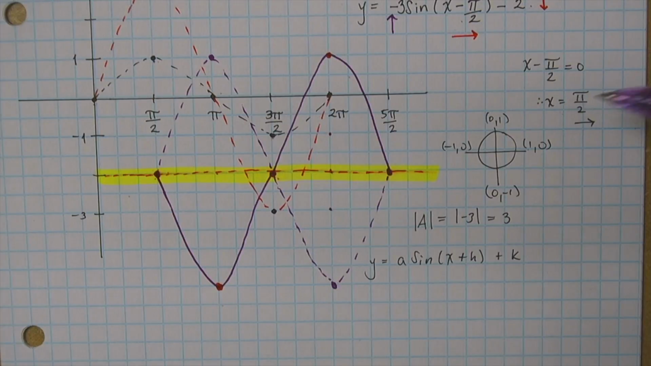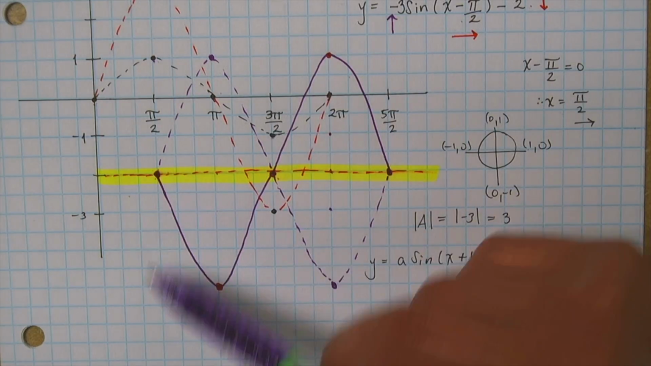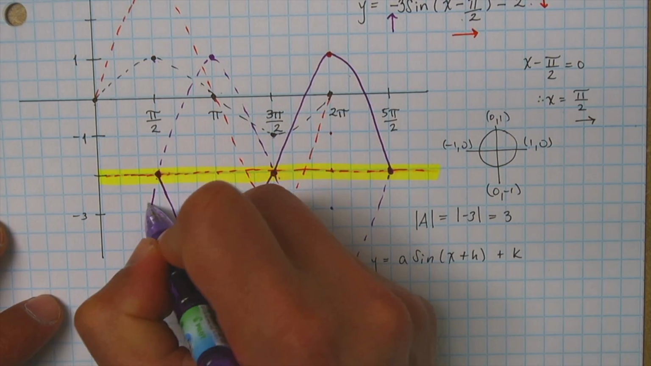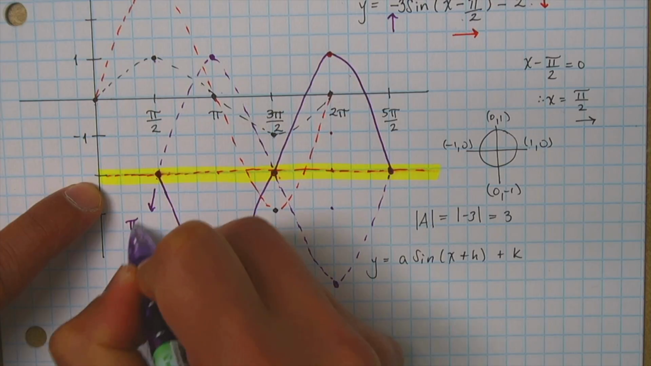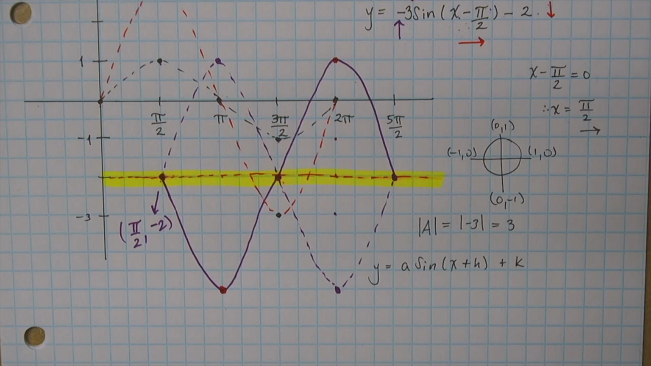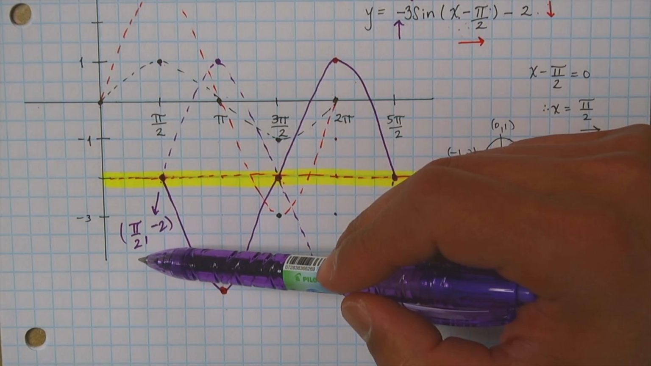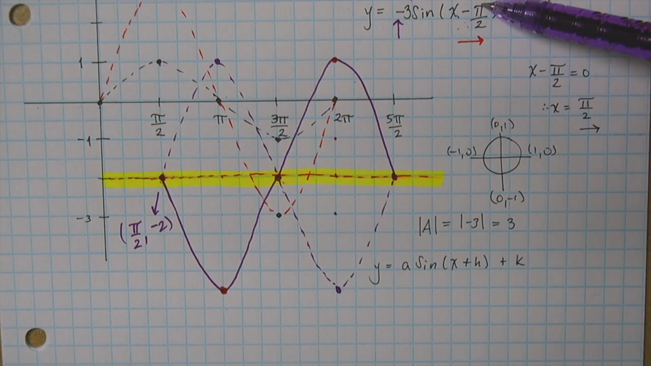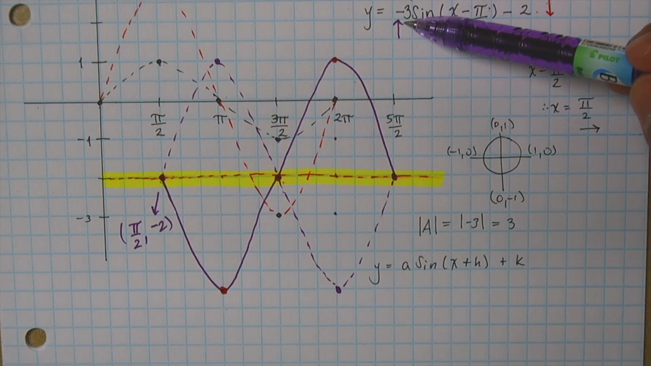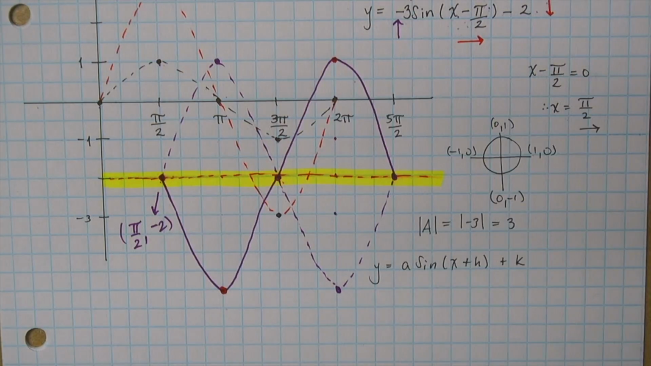All right, guys. Now, if you want to go ahead and check it, you could actually plug in a point and figure it out. So, for example, right here, pi over 2, this is -2 right here. So this guy here is pi over 2, and the coordinate is -2. So if we go ahead and plug it in, you can see, well, pi over 2 minus pi over 2 is 0. Well, what's sine of 0? Well, if we look at our unit circle, sine of 0 is 0. 0 times -3 is 0, minus 2, that gives us a -2.